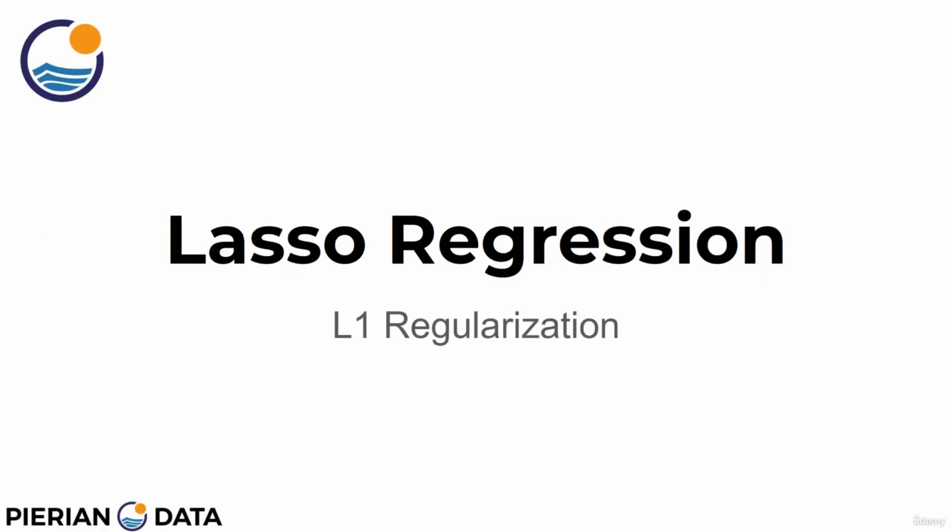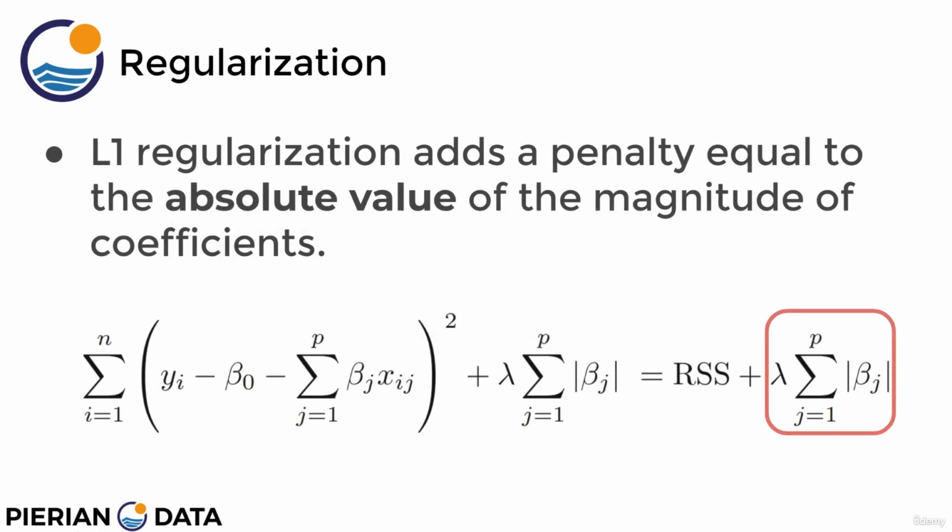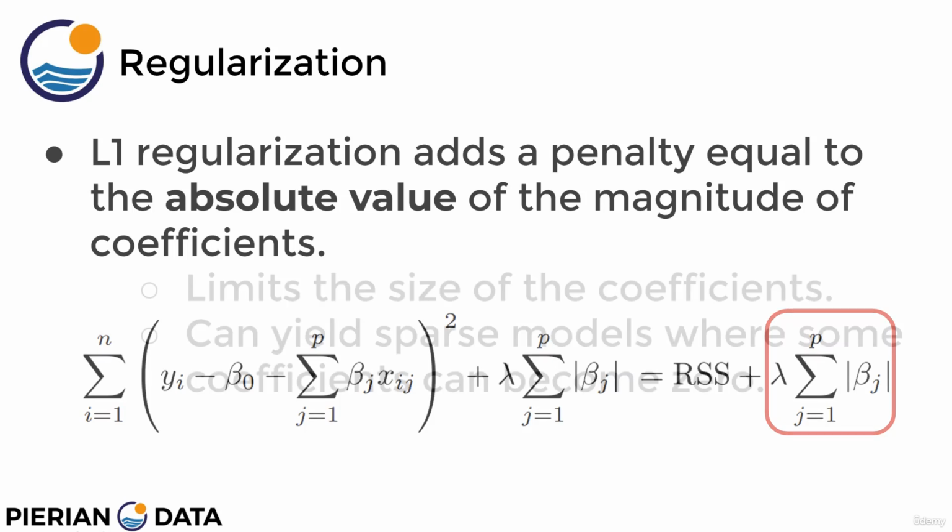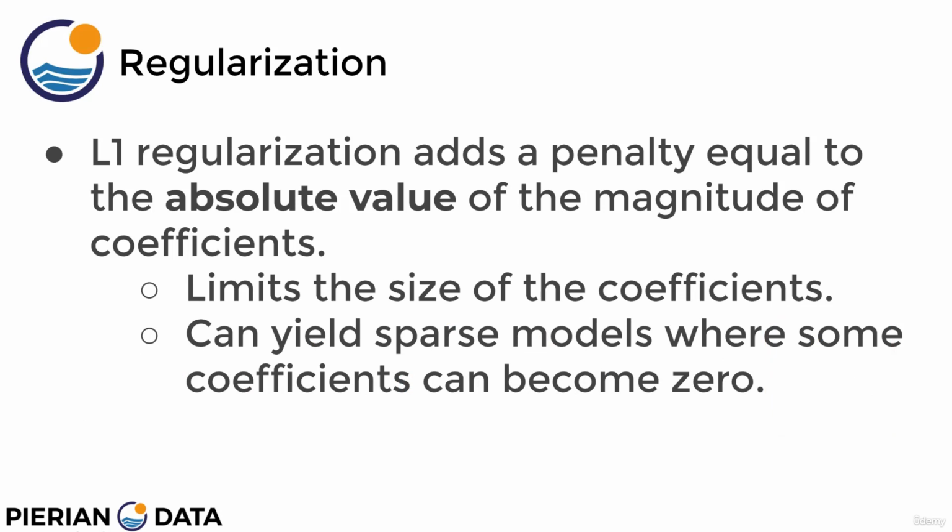Welcome back, everyone, to this discussion on lasso regression, that is L1 regularization. Recall that L1 regularization adds a penalty term equal to the absolute value of the magnitude of the coefficients. We can see here that in general it's very similar to ridge regression, except instead of considering the squared coefficient, we're just considering the absolute value. So what's the main change there? Well, in general, this limits the size of the coefficients. That's not too different than what ridge regression did.